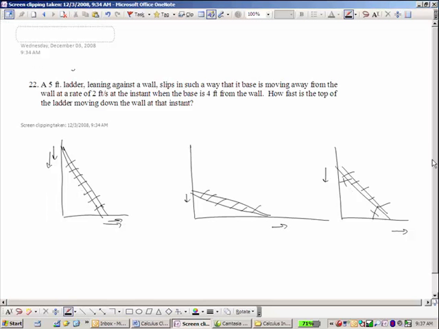Okay, so we know that the base is moving away at the rate of 2 feet per second when it's 4 feet from the wall. I need to find out how fast the top is moving away from the wall. So I need a relationship between, can I call this x and this y? Do you agree that x is moving and y is moving? And that they're both related to one another? When x moves, y also moves? And that they're both functions of time? As time passes, they both move?